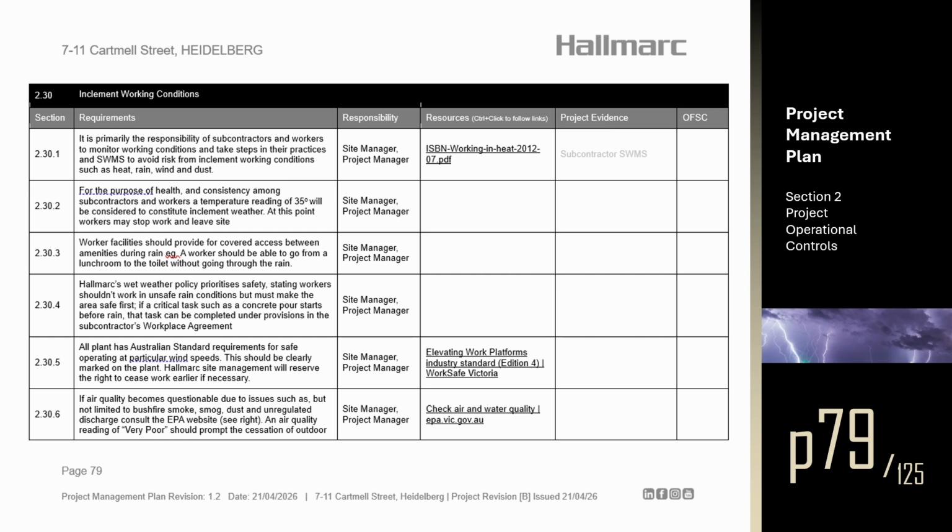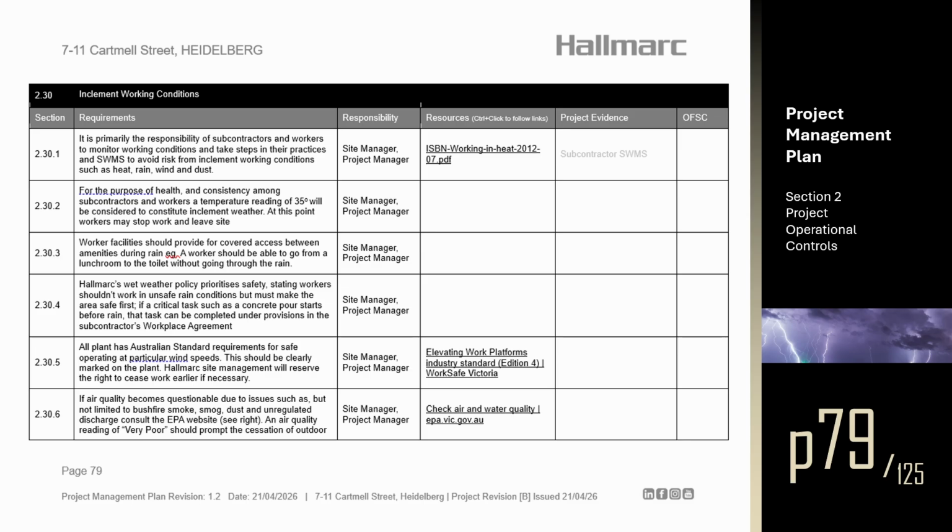Section 2.30. Inclement working conditions. Section 2.30.1. It is primarily the responsibility of subcontractors and workers to monitor working conditions and take steps in their practices and SWIMS to avoid risk from inclement working conditions such as heat, rain, wind and dust.